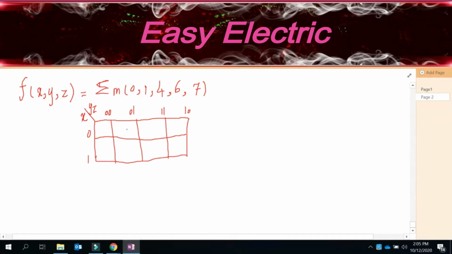Similar to the 2 variable case, each of these squares in the K-map represents one minterm. So see here, x is 0, yz is 0, 0. That means this first square that you see is minterm 0. Okay. So this should be minterm 0, we just put the 0 here. So the next one, x is 0, the y is 0.